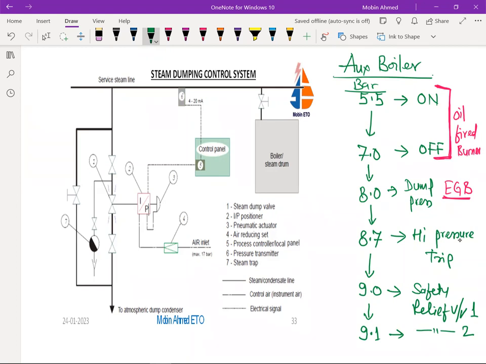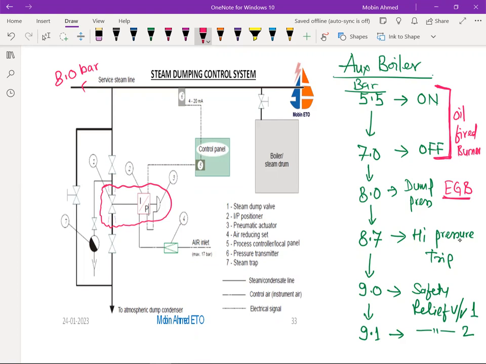Now, if you see here, the steam dump control valve, that is here, this one. So this is a steam dump control valve, and this valve is a control valve which is going to open and close, so that here in the steam line, the pressure is going to be maintained at 8 bar. So this is the pressure it is going to maintain.